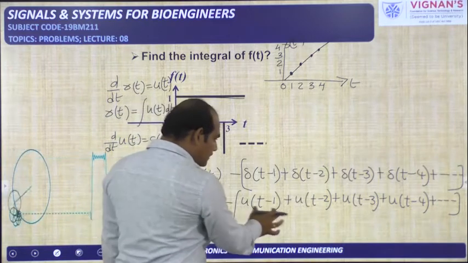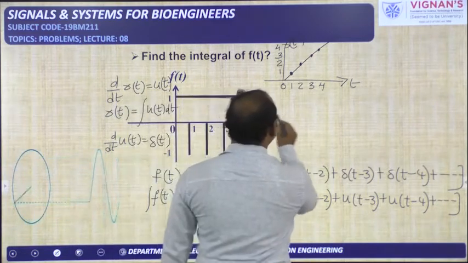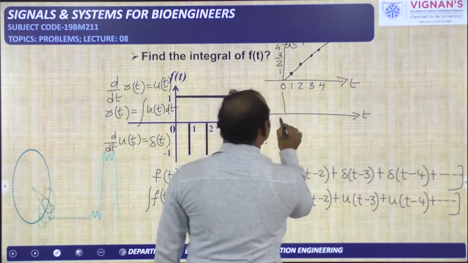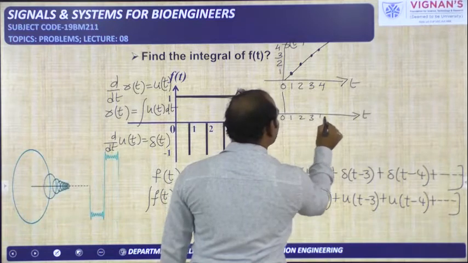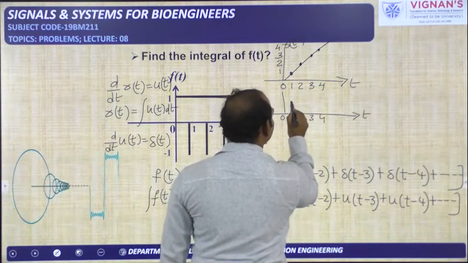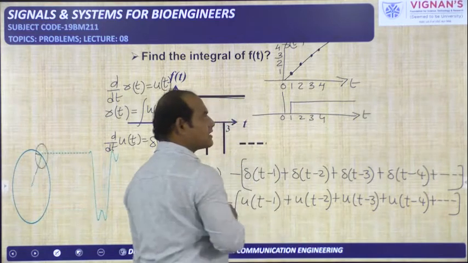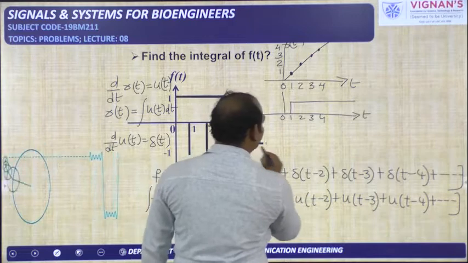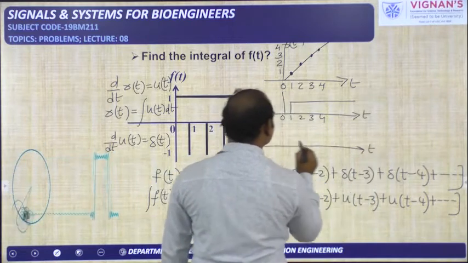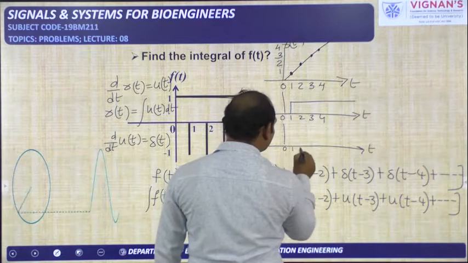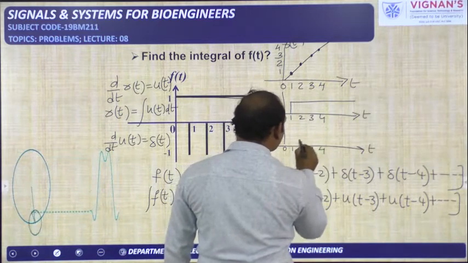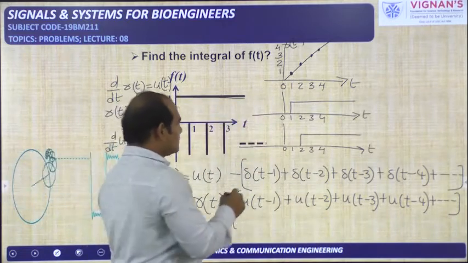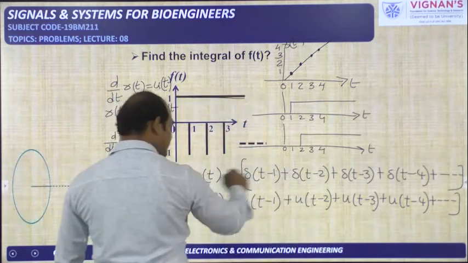Now u of t minus 1. This is 0, 1, 2, 3, 4, like this it is there. U of t minus 1 means u of t should be shifted to the right side by 1 second. So this is u of t minus 1. Next, u of t minus 2. 0, 1, 2, 3, 4. U of t minus 2 means u of t should be shifted by 2 seconds. Next, I am erasing this one.